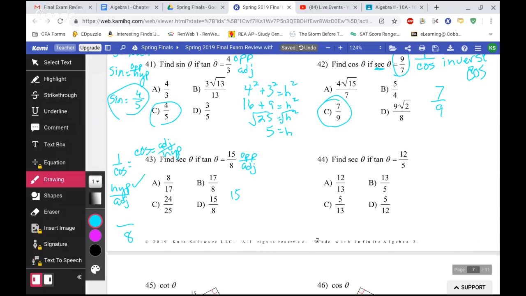So that's going to be 15 squared plus 8 squared equals h squared. And 15 squared is 225, plus 64 is 289.